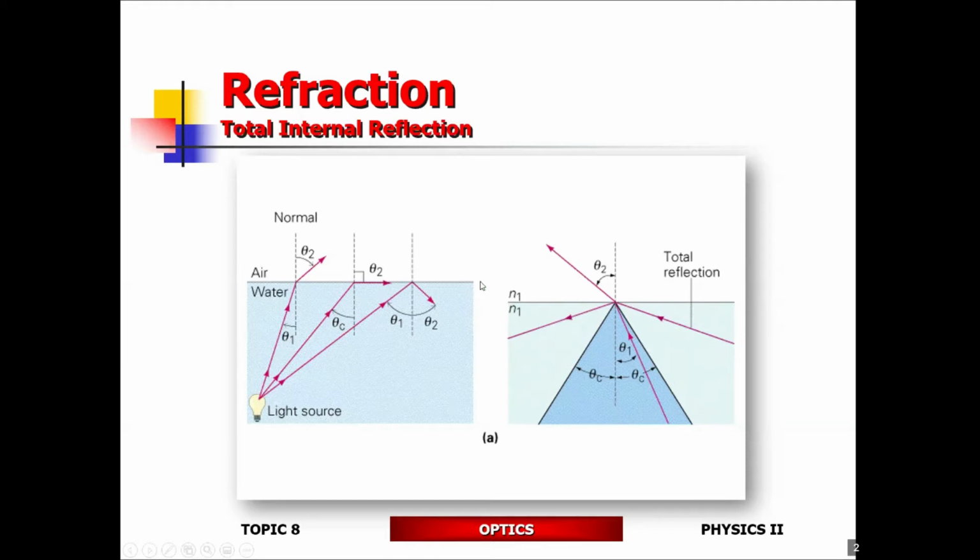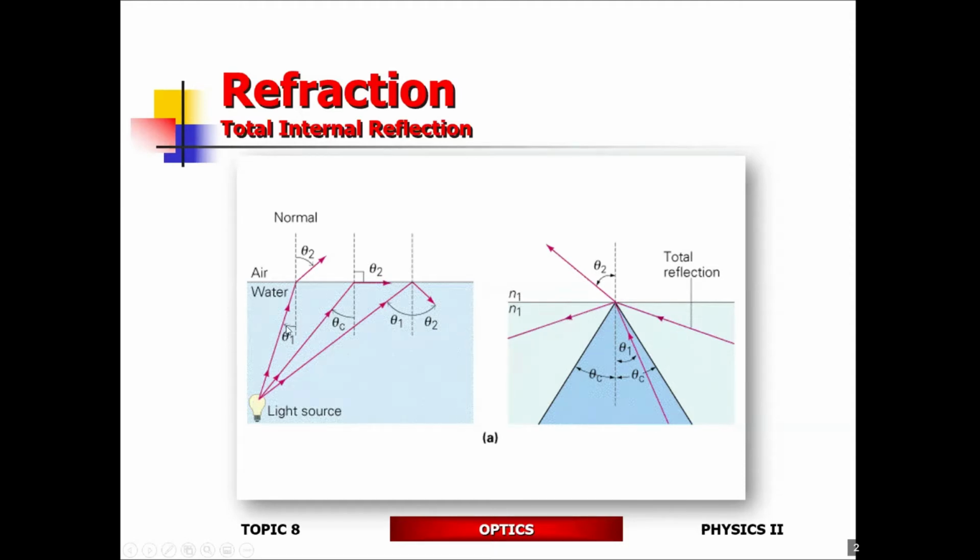Notice that the refracted light is going to go parallel to the boundary. So at the critical angle, the refracted light goes parallel to the boundary, 90 degrees to the normal. The angle of refraction is 90 degrees when the angle of incidence is the critical angle. So what happens if the angle of incidence is smaller than the critical angle? Notice that this is the critical angle, and this is smaller than the critical angle.